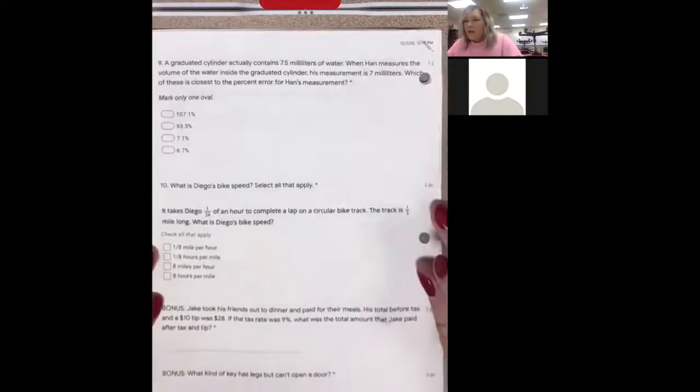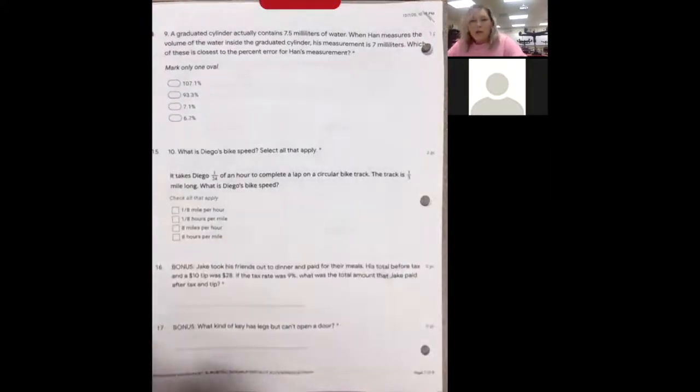Okay. Here is another percent error problem. So we have a graduated cylinder that had 7.5 milliliters of water. Han measured it and he thought that he measured it as 7 milliliters of water. So we've got to figure out the percent error for Han.